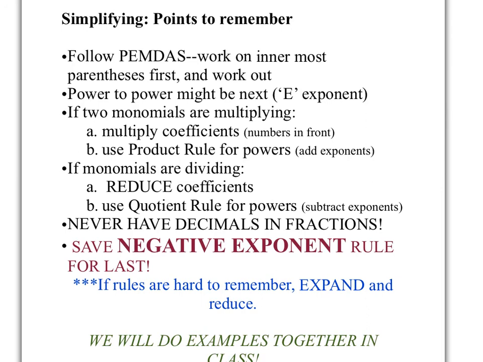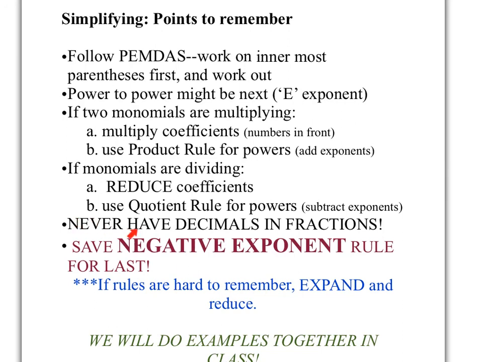So you could be applying the product rule, you could be applying the quotient rule. Remember to multiply coefficients and use a product rule for powers. Or you can always fall back to expansion if you can't memorize your rules. Monomials that are dividing, usually you reduce your coefficients. And of course the quotient rule for subtracting the bottom power from the top.